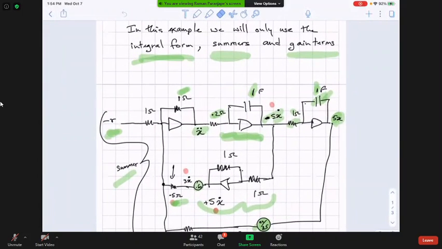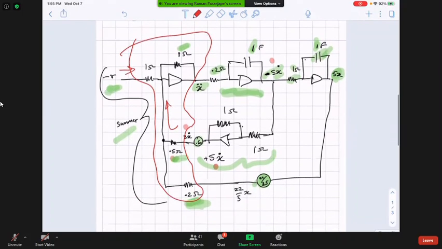So the summer is all of this. That's my summing piece in this thing, where I have a bunch of inputs. One input is going from R, another input is going through here, and a third input is going through here. So all these inputs are going into the summing junction.